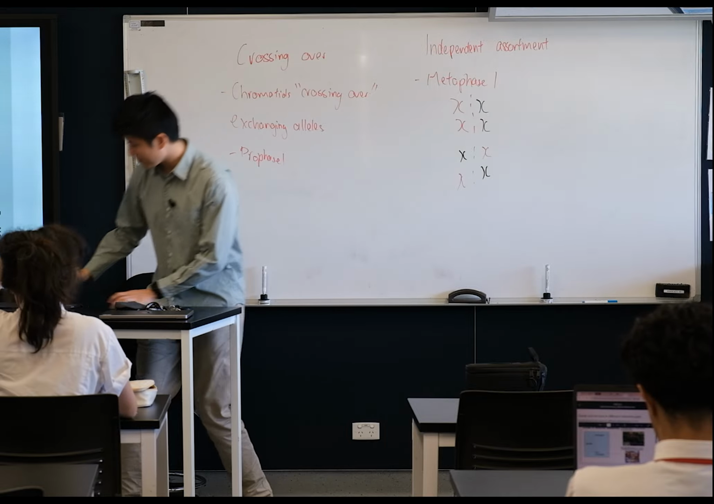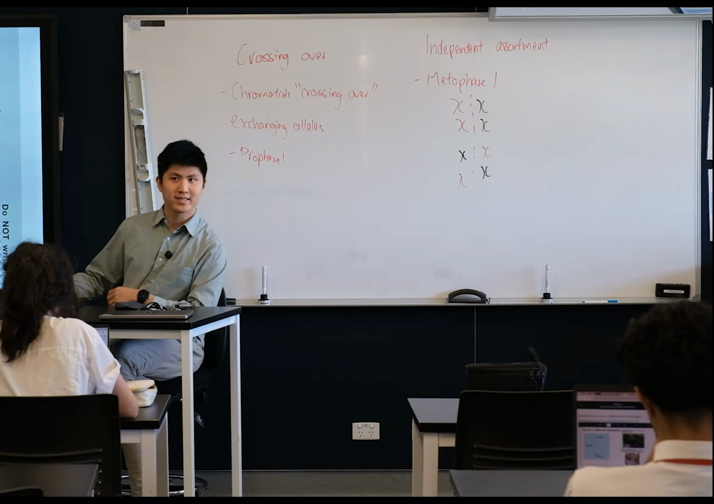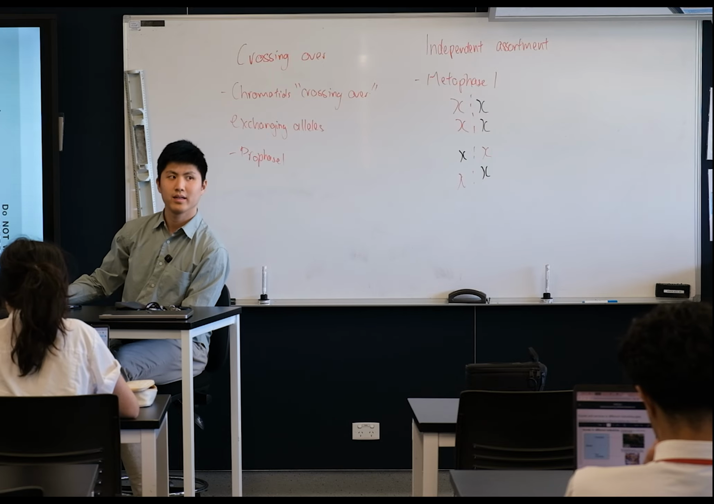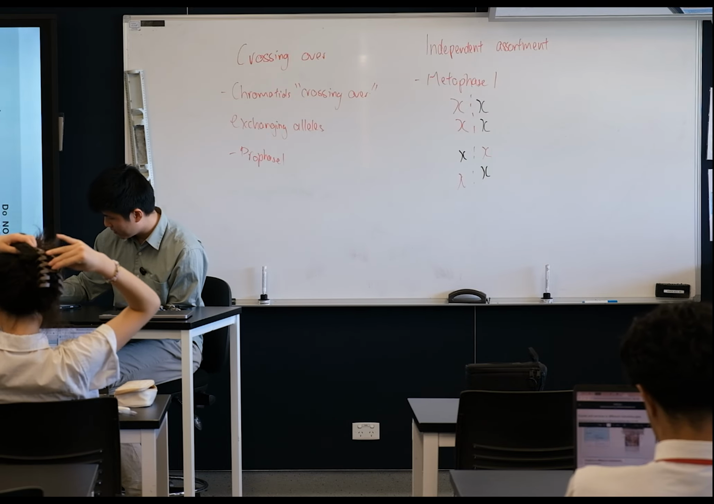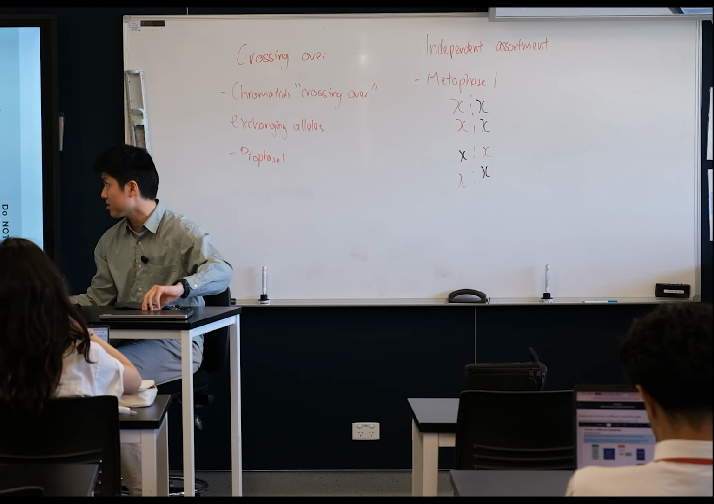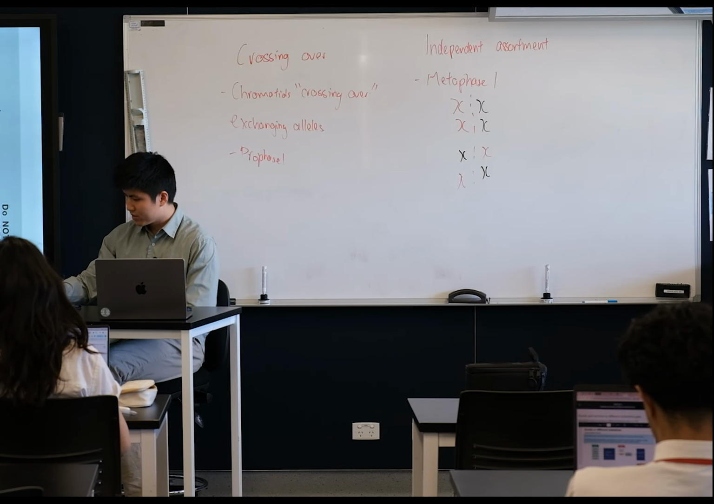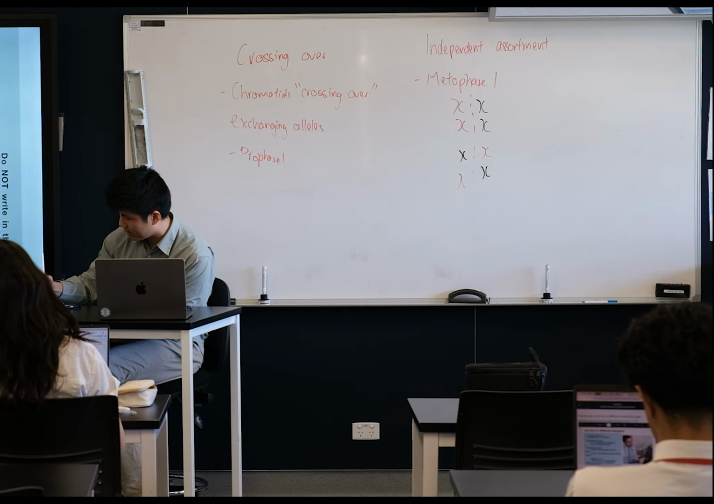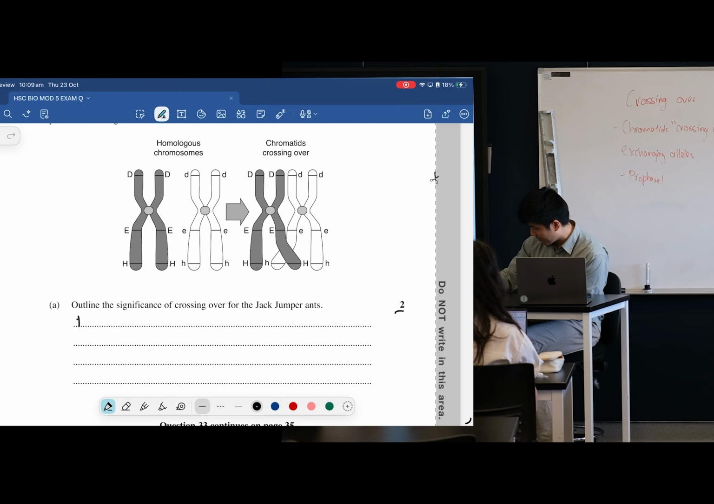So why is crossing over so good for these little jack jumper ants? Can someone tell me? Yes, Arya? Genetic variation. Right, cool. Crossing over gives us genetic variation, right? It's a 2-marker, so it's probably an outline question. So there's not too much involved, right? So let's just say increases genetic variation.